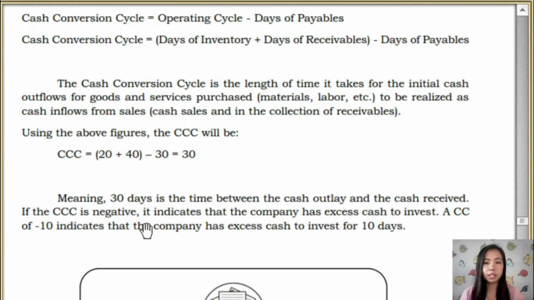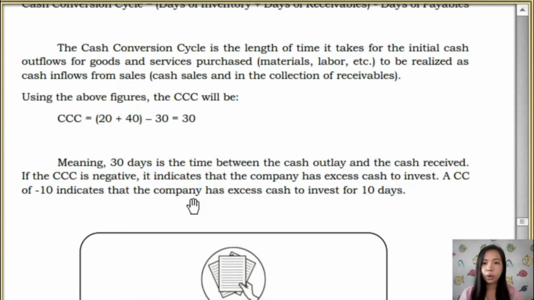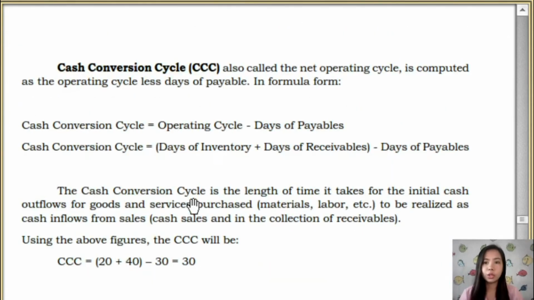So if the CCC is negative, it indicates that the company has excess cash to invest. A CCC, I think, cash conversion of negative 10 indicates that the company has excess cash to invest for 10 days. Okay, so since ito ay positive, wala daw po siyang excess cash. Okay? So, yun po ang ating cash conversion cycle.